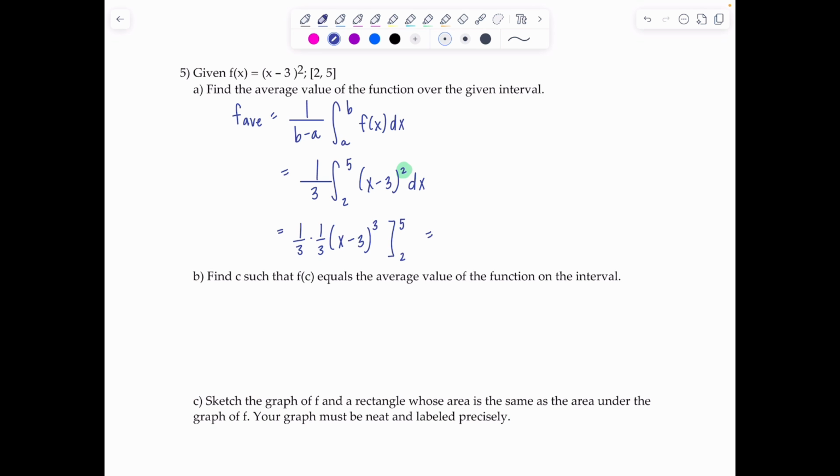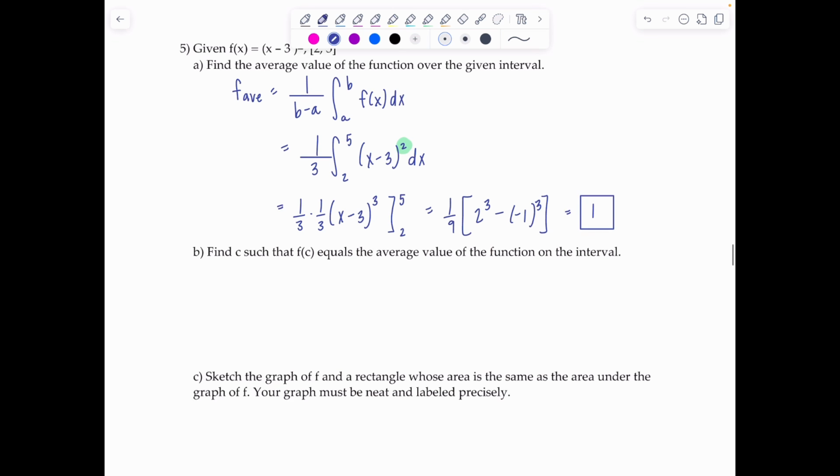And then you've got 1/9. 5 minus 3 cubed, that's 2 cubed. Minus 2 minus 3 cubed, that's negative 1 cubed. So that's 8 plus 1, that's 9. 1/9 times 9 is 1. So the average value is 1.